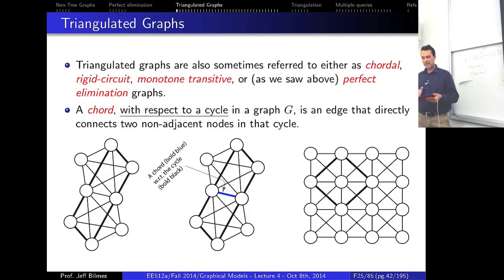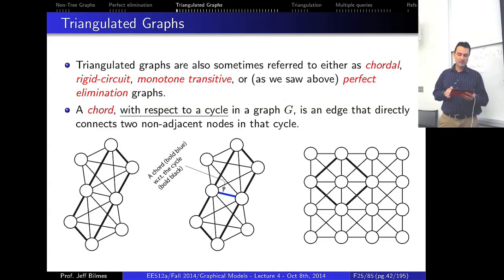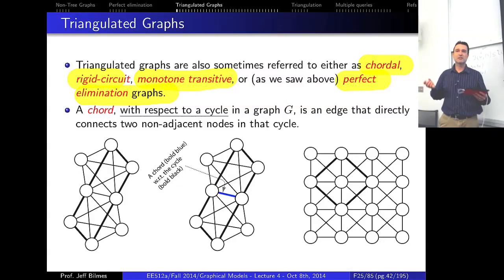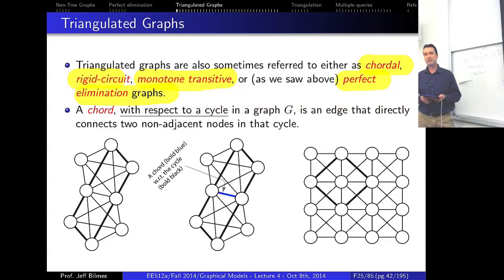Okay, so the class of graphs called triangulated graphs is really important. Triangulated graphs are sometimes referred to as chordal graphs, or rigid circuit graphs, or monotone transitive graphs, or perfect elimination graphs. And we're going to see that the graphs that have a perfect elimination order are the same. But we want to be able to view them from multiple perspectives, because when we run elimination, when we do message passing on a non-tree graph, we're inevitably going to end up with one of these graphs. And so this allows us to see a very different way of characterizing these graphs.